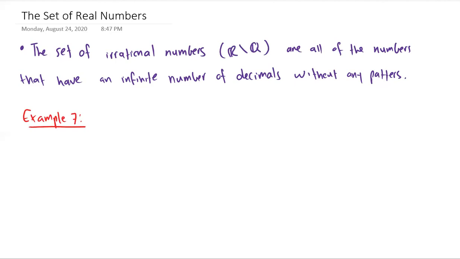Let's write some elements of the set of irrational numbers. So the following are elements of the set of irrational numbers, which again, if we have to denote it, we write it as the real numbers set minus the rational numbers. Okay, so what do we have?